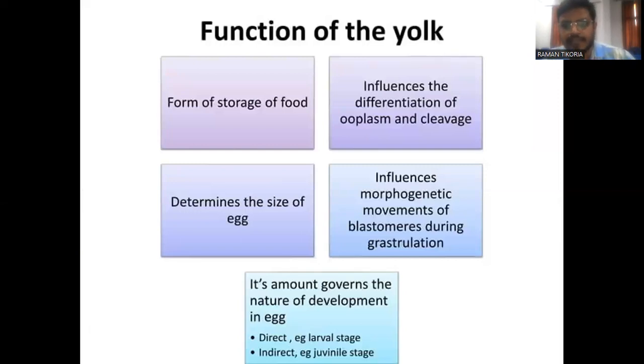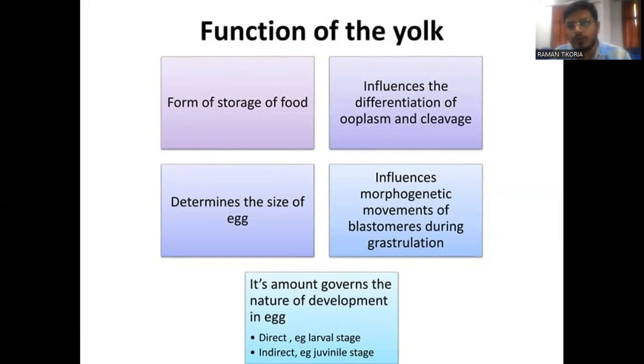Functions of the yolk: as I explained earlier, it acts as storage of food. It determines the size of the egg. See, in humans, very little yolk is present, so the human egg is microlecithal, whereas in amphibians and reptiles, the egg is macrolecithal because a huge amount of yolk is present.